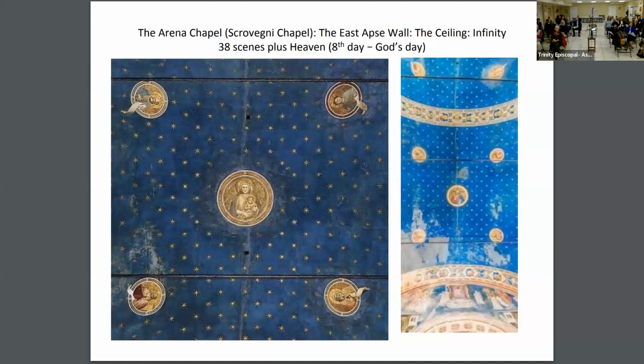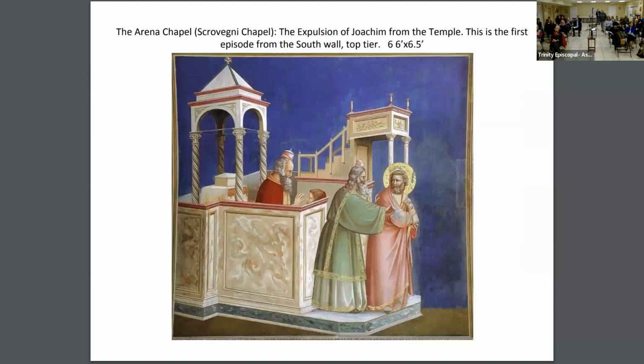This is the ceiling. The Virgin is up there. Also the eight planets, according to what you read, and different prophets. And of course, the stars of heaven, and the ceiling was dedicated to God.